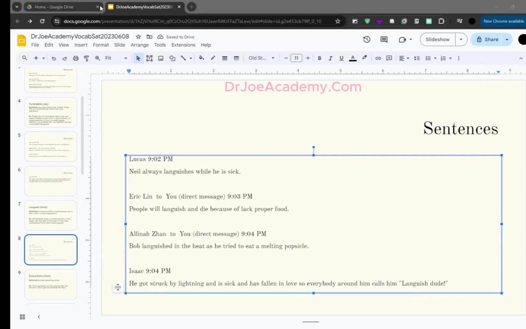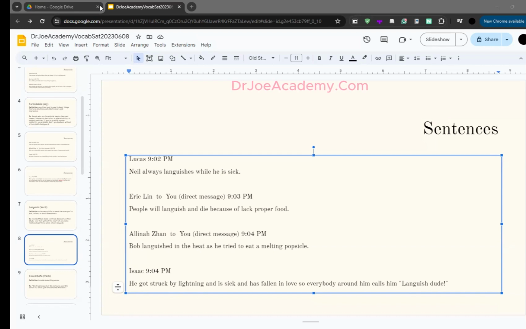Okay, everyone, we're gonna start taking up our sentences that we've written. So, Lucas, do you want to go ahead and read your sentence? Neil always languishes while he is sick. Great job, Lucas. Great sentence. And Eric, do you want to go next?